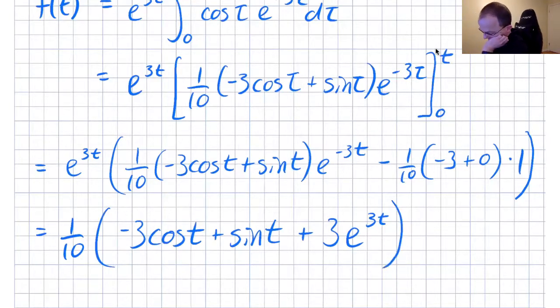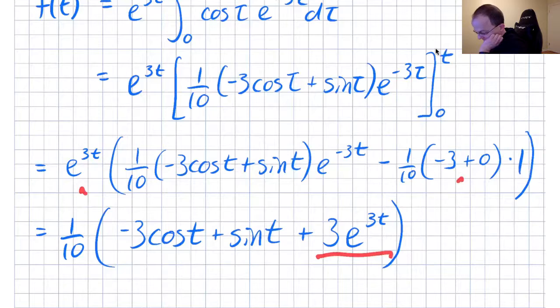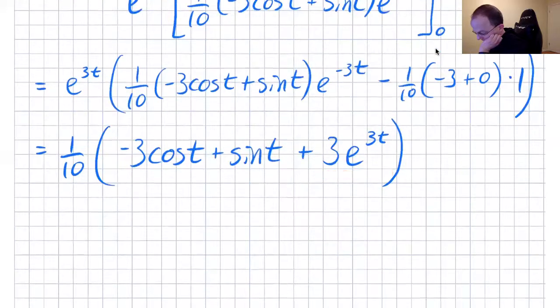Let me just double check this. So this guy here cancels that one. This 1 over 10 comes out here. So we're left with this. And then this is 3. And that times that is this. Okay, I think that's it.